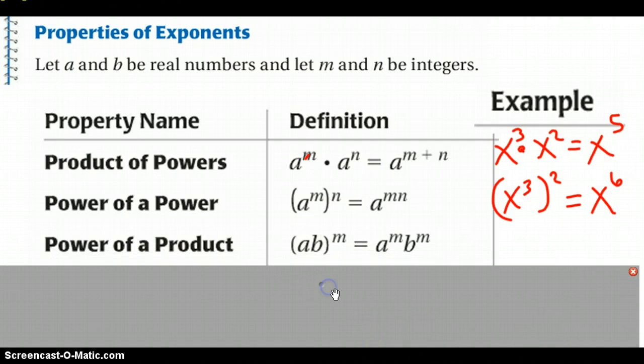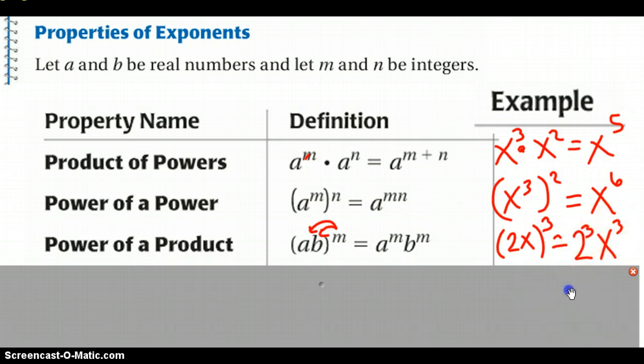Then we have a power of a product. This is when you have two different bases raised to a power. What we do is we distribute that exponent to both of the bases. So even if you have a number, let's say 2x to the 3rd power, you still distribute that 3 to the 2 and the x.